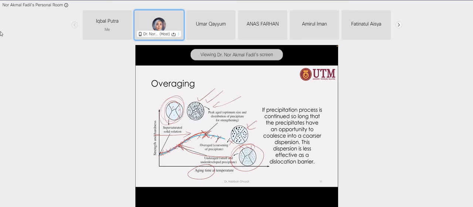But what happens if you have too large a precipitate size? It gives more white region, because small particles are merged. They are merged, small particles become a large particle. So if they form a large particle, what happens? They give more white region, and inside the white region is the soft property of the alloy.